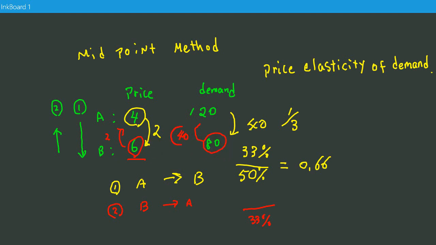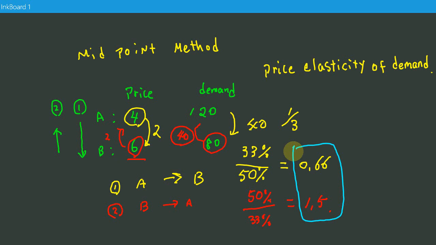And the quantity is 6 and 8, right? So 40 is the same change, but the basis is not 120, but 80. So this is half, 50%. Then the result is 1.5. See there, this is quite a different consequence, right? This one is different, but it should be the same. Should be the same, but different consequences, because we do not use the midpoint method.